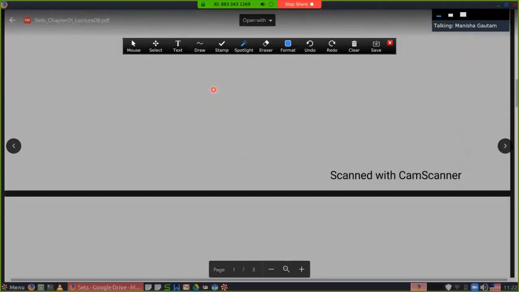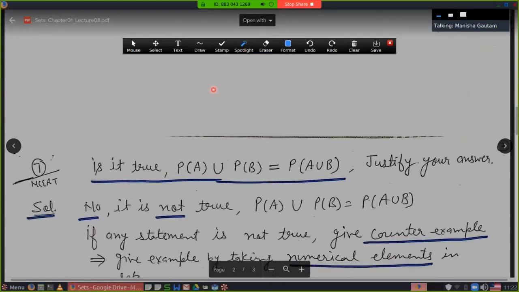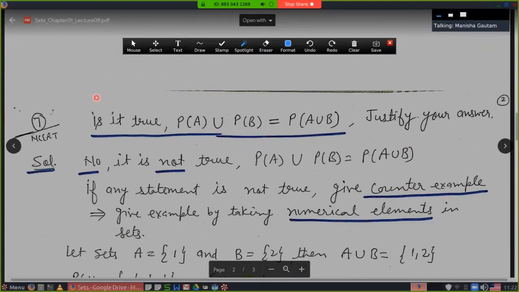Now for the next question. Question number 7 of NCERT, miscellaneous. Here is another approach which you have to know.